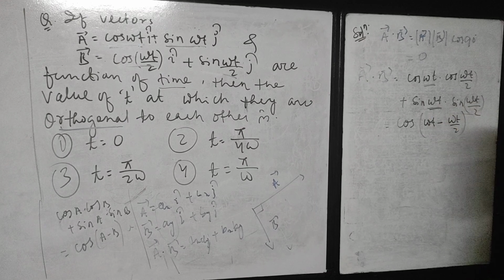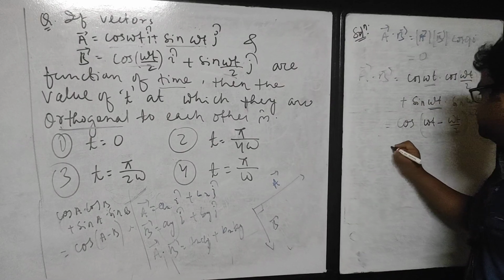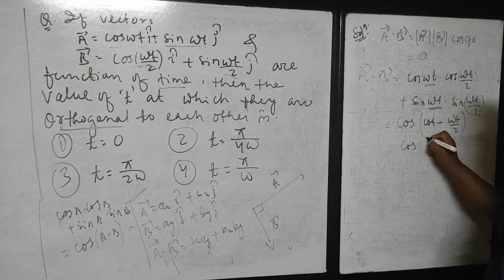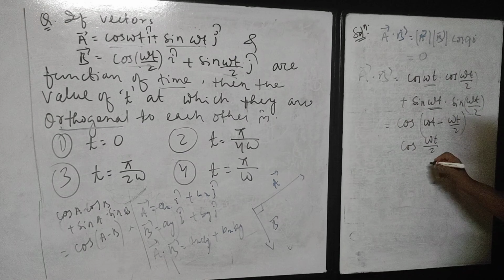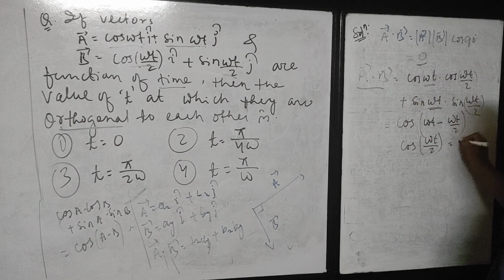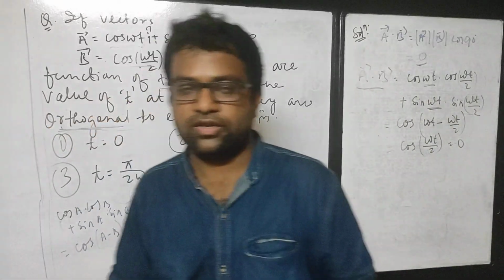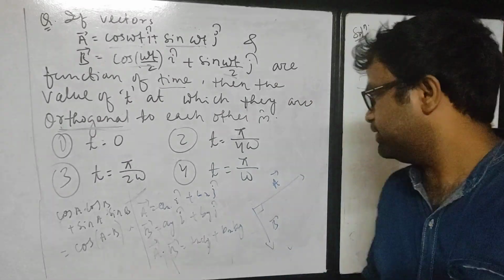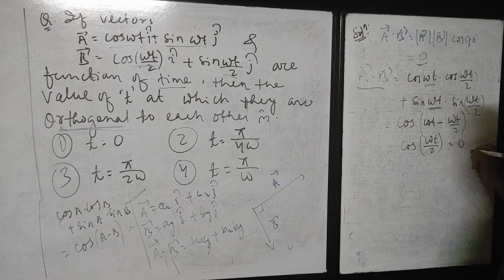Now omega t minus omega t by 2, taking LCM 2, is 2 omega t minus omega t, so it will be cos of omega t by 2. That is, x minus half x is x by 2, so it is omega t by 2. Now this dot product must be 0. Why? Because this is orthogonal. The condition is already given that the vectors are orthogonal, so the dot product must be 0. That means cos omega t upon 2 must be 0.